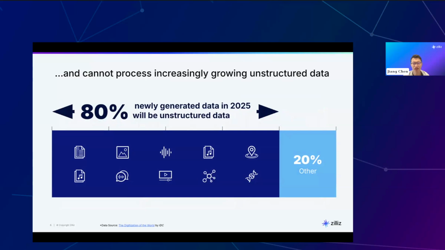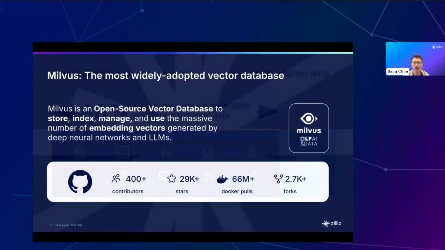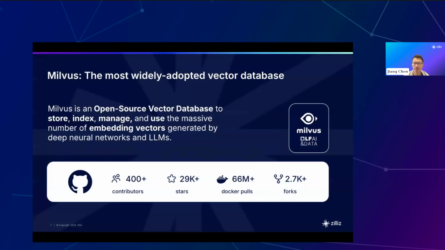This is very useful because unstructured data nowadays accounts for more and more of the growing data in the world. Over 80% of the newly generated data in 2025 will be unstructured data. So it's very important for us to have a systematic and efficient way to process, comprehend, and leverage unstructured data for all kinds of AI applications. Milvus was designed with this background and mindset.